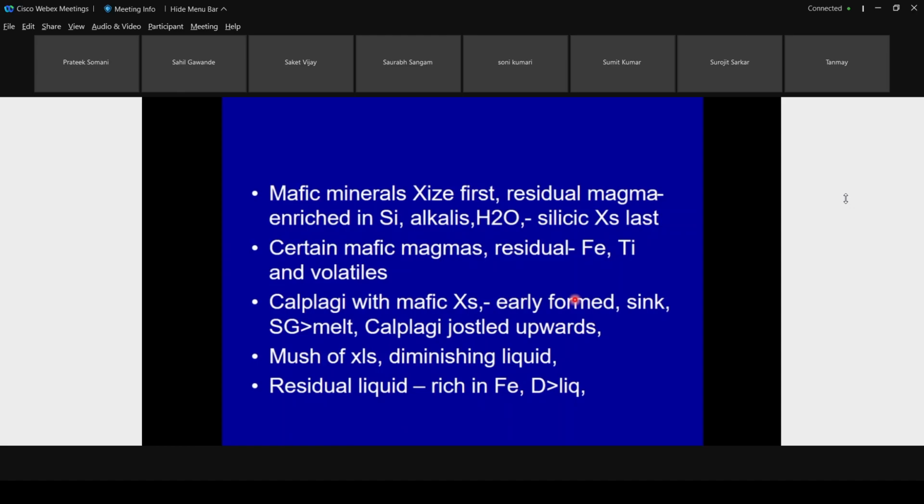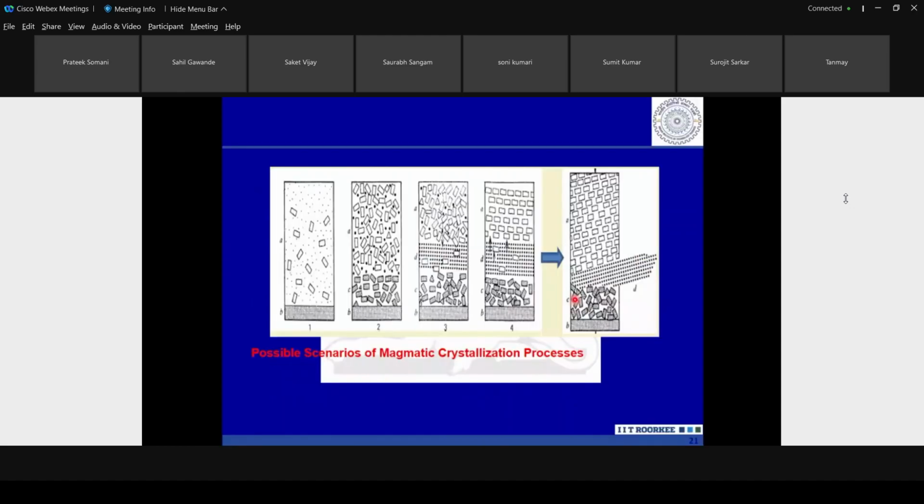I'm just going to show one diagram which is very clear. Yeah, this particular diagram. This is a wonderful diagram. This is what happens in an early magmatic deposit. You will have a chill zone, which is very common in most magmatic deposits.